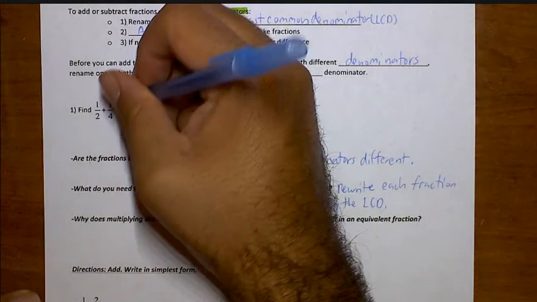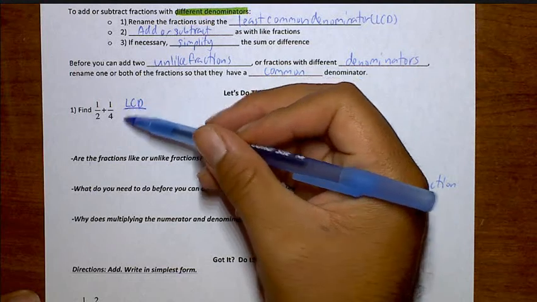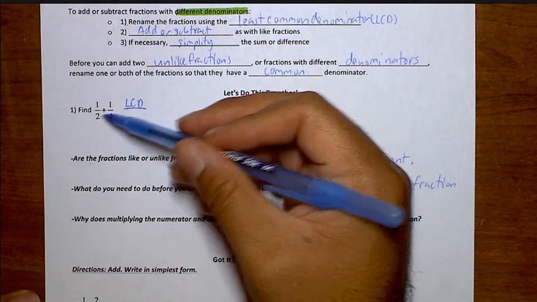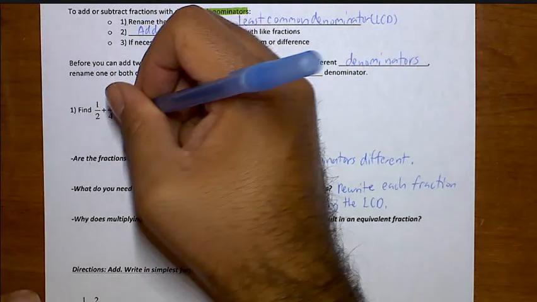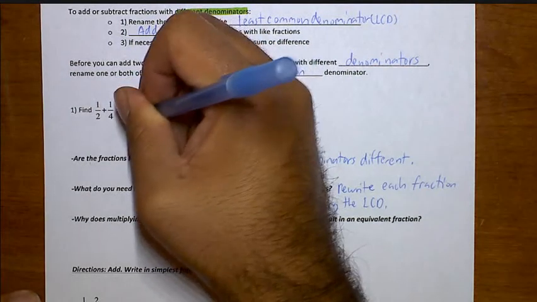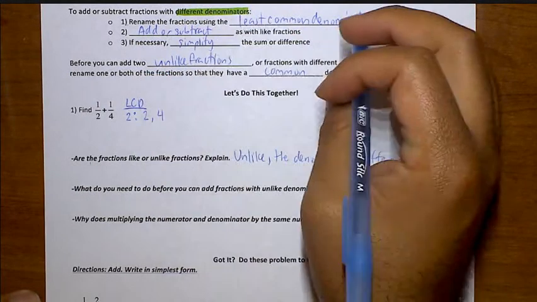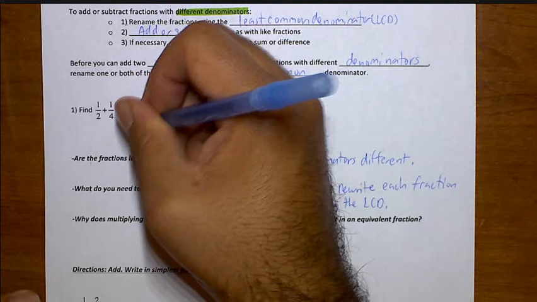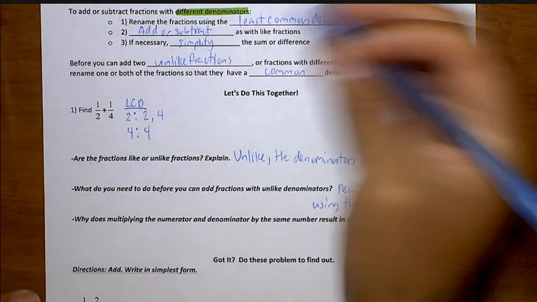So we'll start with 2. 2 and colon. 2 times 1 is 2, 2 times 2 is 4, and we'll stop there. For 4, 4 times 1 is 4. Now this is a simple problem because we can figure out that the least common denominator is 4.